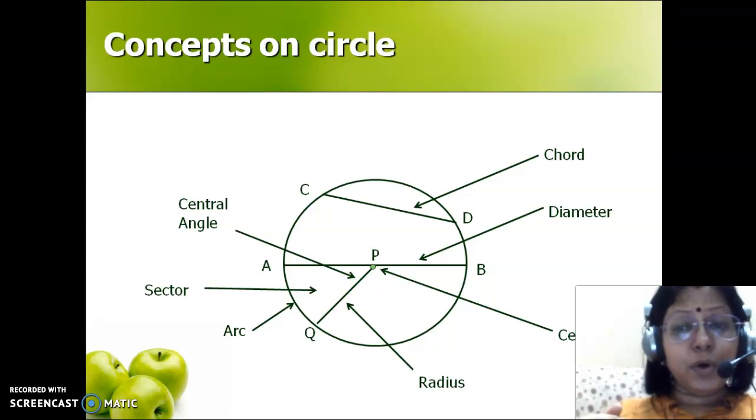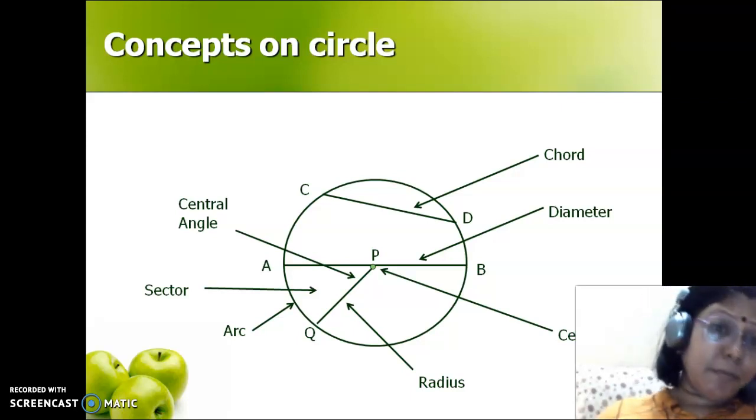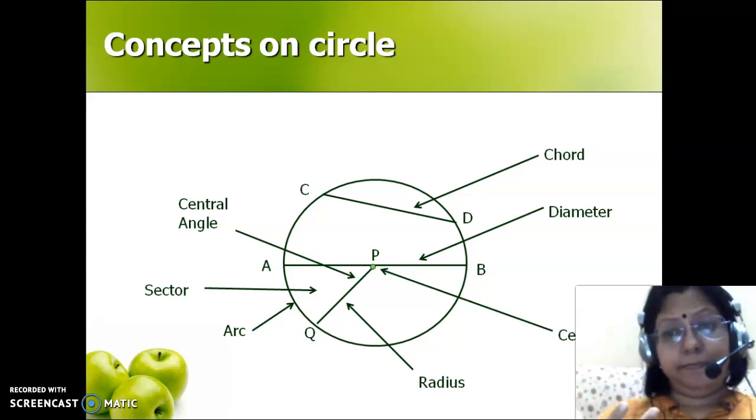So I hope you all have understood this particular concept, and in my next class I will come up with some more concepts on the circle and some results which will be based on circle.